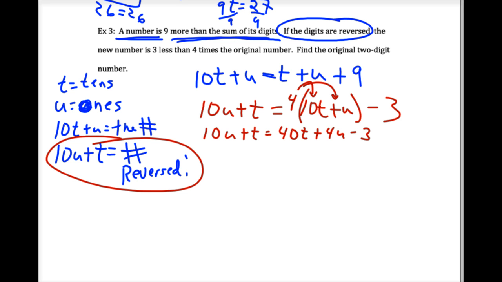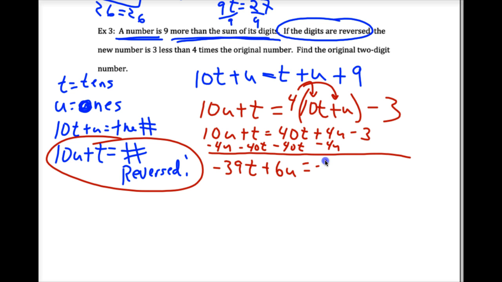Wait, which version? The top equation? We're going to deal with that in a second. I'm still dealing with that first equation. Guys, put things in the right columns because things got reversed here. So watch what happens here. You get negative 39t plus 6u equals negative 3.